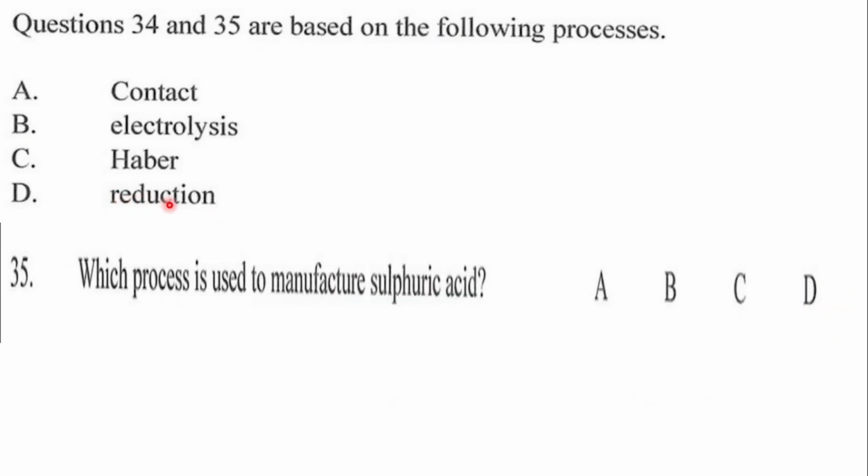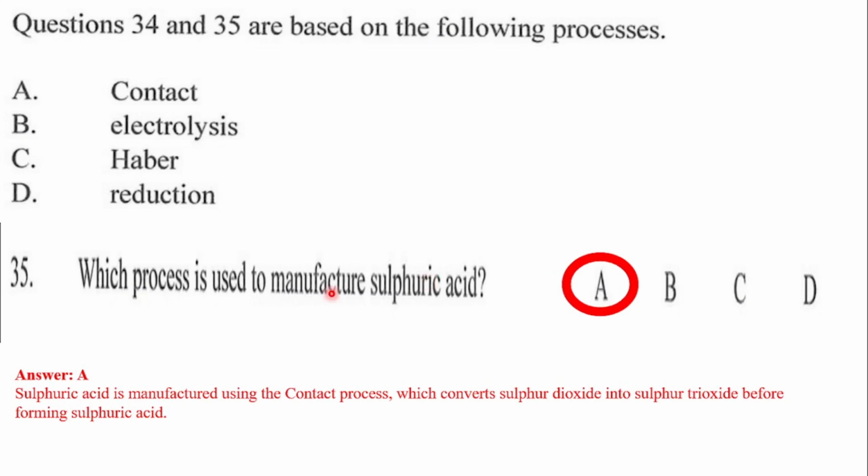Let's move on to question number 35. We're still looking at these four processes: contact, electrolysis, Haber, and reduction. Which process is used to manufacture sulfuric acid? Is it A, B, C, or D? The correct answer is definitely going to be A, because sulfuric acid is manufactured using the contact process, which converts sulfur dioxide into sulfur trioxide before forming sulfuric acid. So it's definitely A, the contact process.